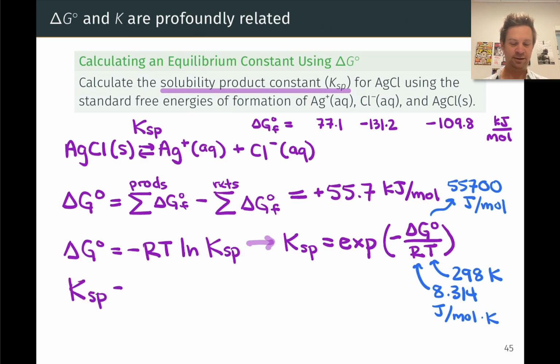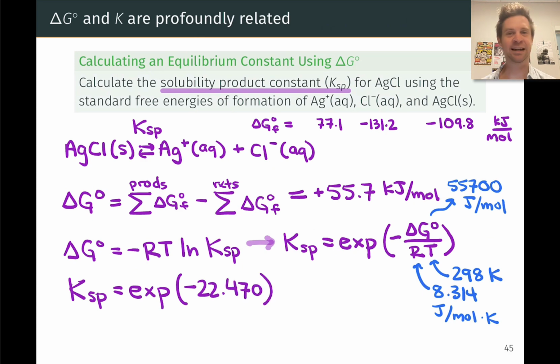Actually, before I just calculate out the number, I do want to note that inside the argument of that exponential, we have e to the power of negative 22.47, which is going to be an extremely, extremely tiny value. We're looking at something like 2.5-ish times 10 to the negative 22 power.